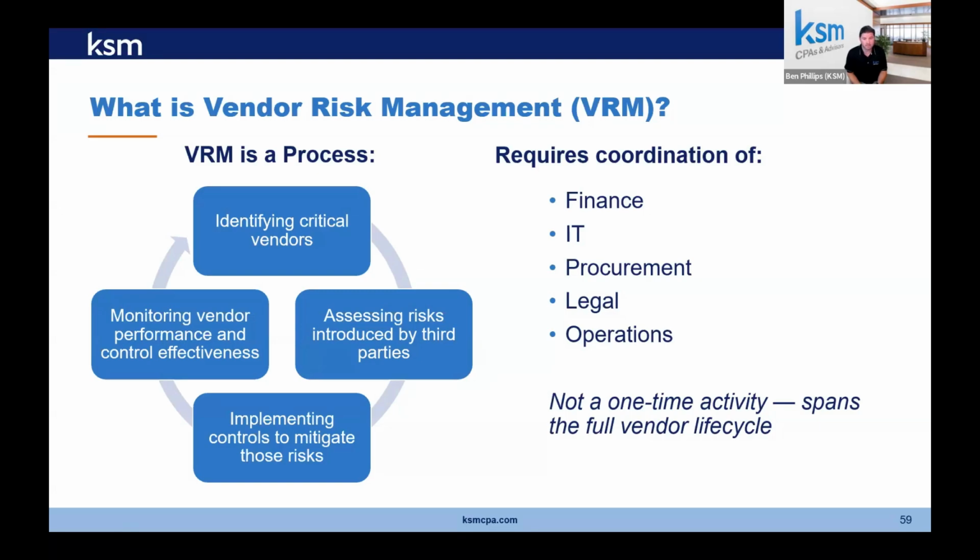Importantly, it requires collaboration. Finance may understand financial reporting impacts. IT may be responsible for the cybersecurity impacts. The procurement group may manage vendor relationships. Legal is reviewing the contractual obligations, and operations of the organization understand the business dependencies. So no single department can manage vendor risk alone. The strongest programs are coordinated across functions with clearly defined ownership.